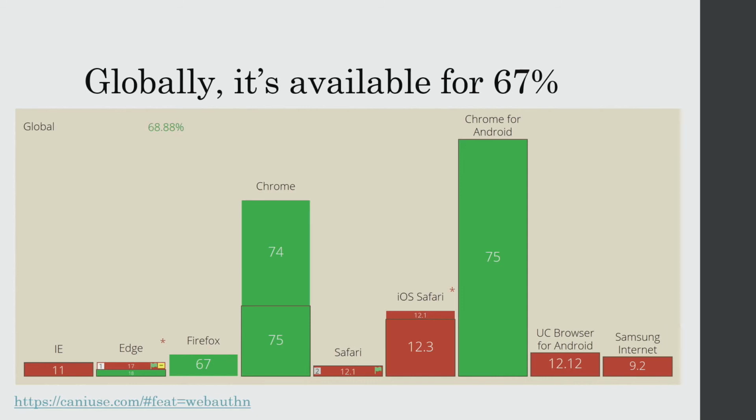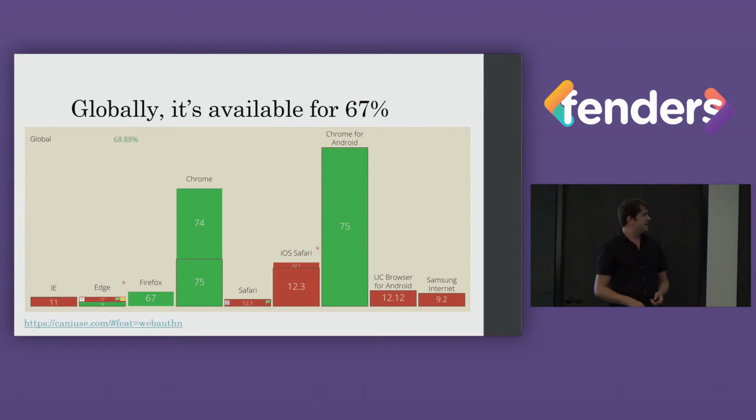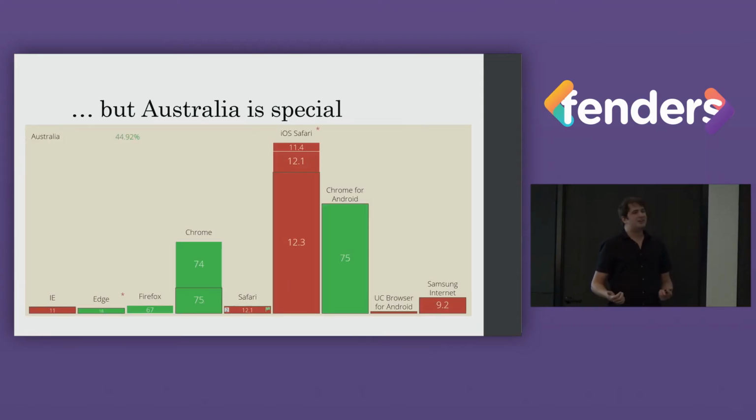So it's been supported in Chrome for a while, and Firefox for a while as well, not at all in Safari, which brings us to Australia, where we love iOS phones, and as a result, it's available for actually a lot less than the global average. So, you know, we're behind the global average.